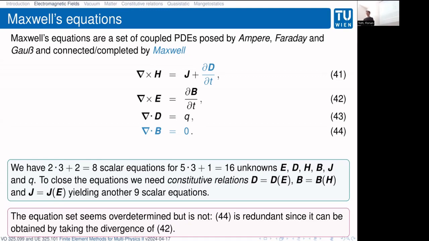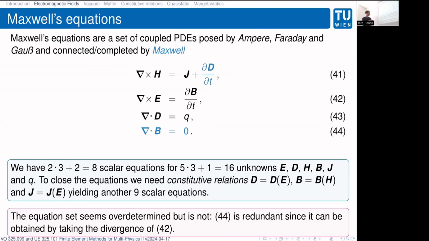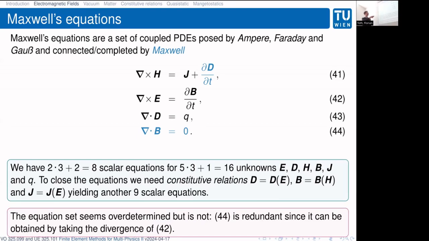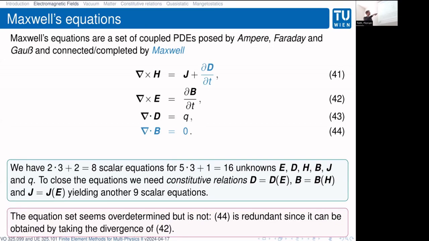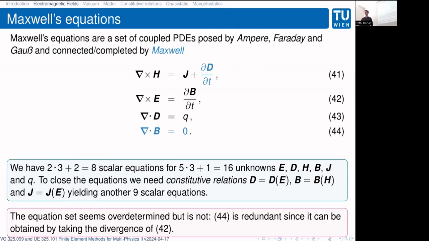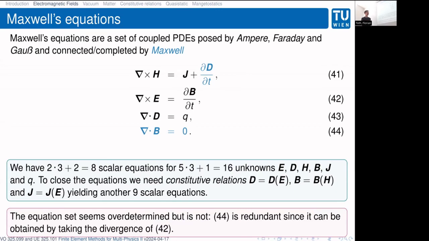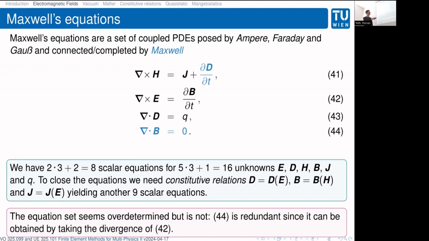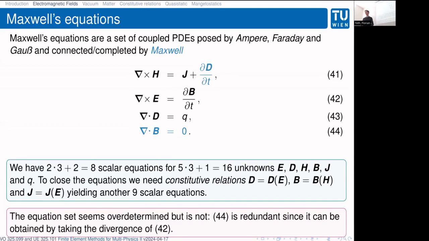Now when we count, how many unknowns do we have, how many equations do we have? We have 2 times 3 plus 2 scalar equations. These are the scalar equations, 1, 2. These are the vectorial equations. So 2 scalar equations and 2 vectorial equations give us 8 equations, but we have 16 unknowns. These are our 5 vector-valued fields, and the Q, this is a scalar field. So to close this equation set, we need constitutive equations.